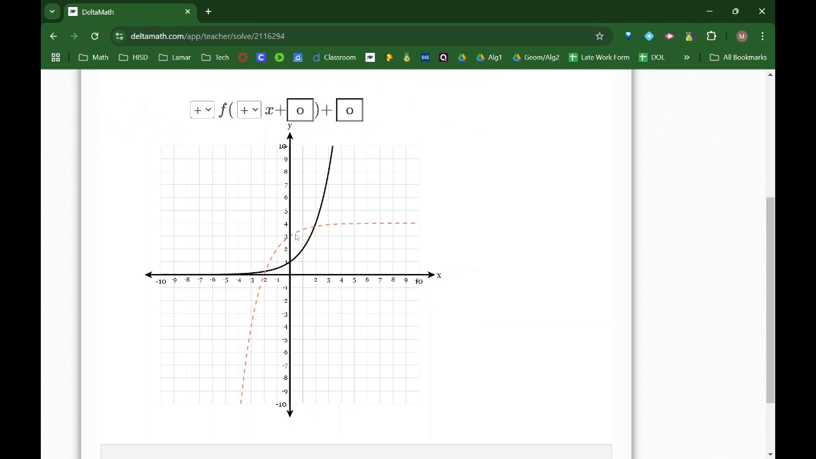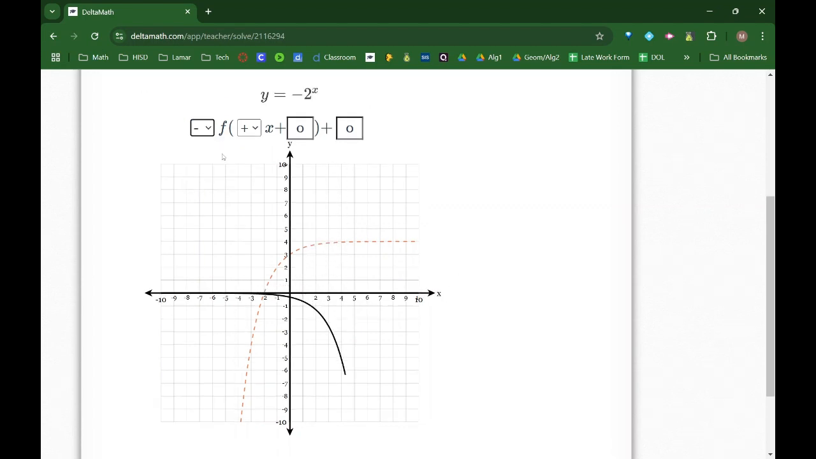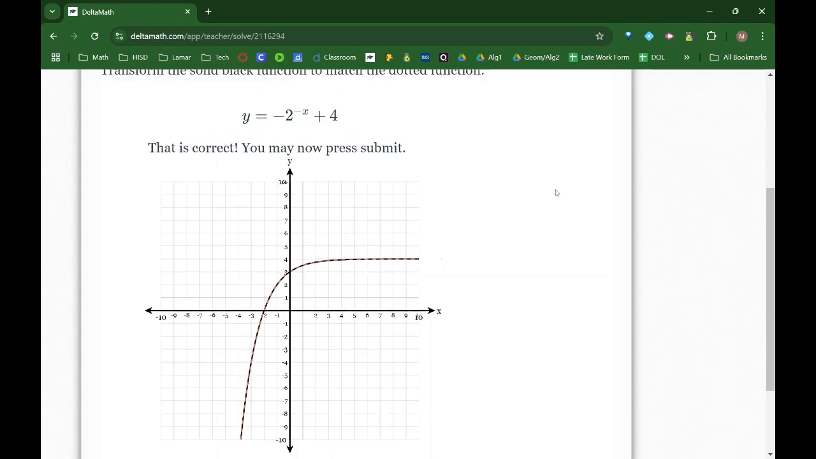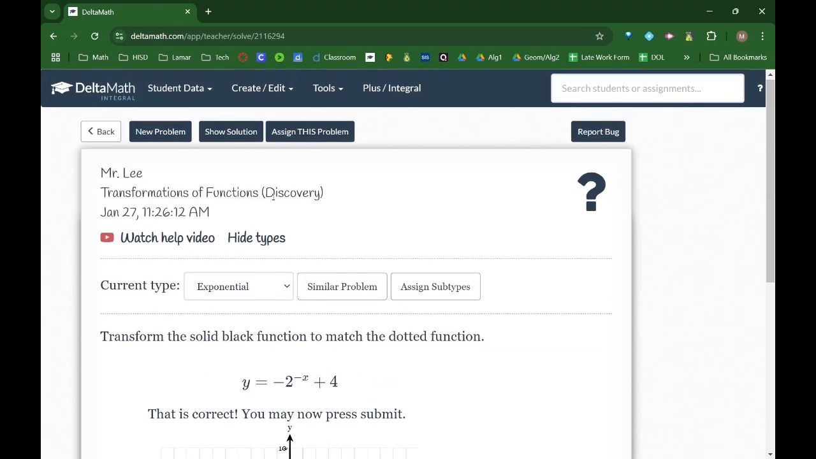Cool. And then all of these problems are similar. We can try another one here. This one looks like we're going to have to reflect. So I can reflect it over the x-axis by putting a negative in front of the y. And it still looks backwards, so I'm going to reflect it over the y-axis by putting the negative here. And then it looks like I need to shift it. Let's see, I start at the y-intercept of -1, I go up to 3. So that means I need to add 4 here. And there we go.